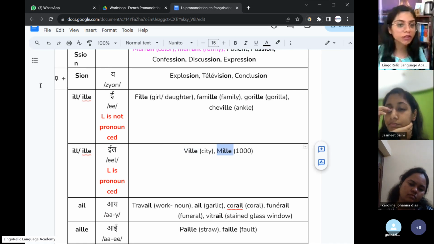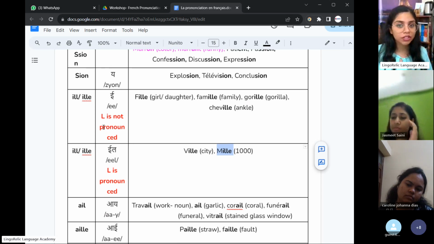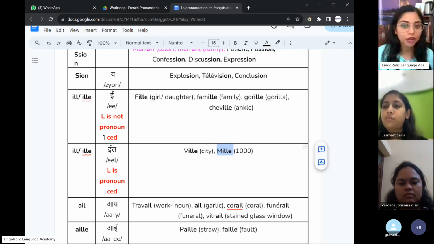The l is sounded. So each time you're introduced a new word which contains the I-double-L sound, you have to memorize it. I hope that is clear.